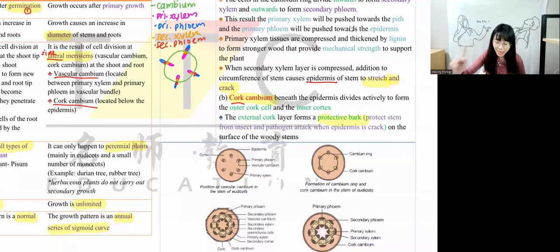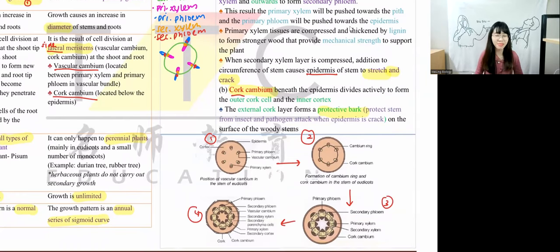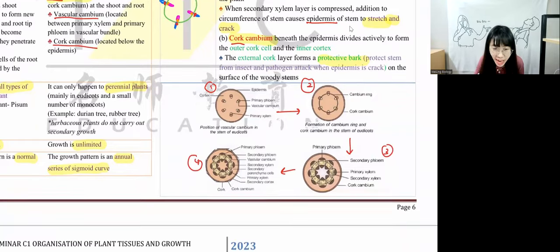We have a sequence. The first one is this diagram. This is the first one. And then it goes into the second one, third one, fourth one. Okay, it comes in a sequence, 1, 2, 3, 4. Okay, we are peeling. Don't peel the plant, please, okay? So we have to look at the last diagram over here.